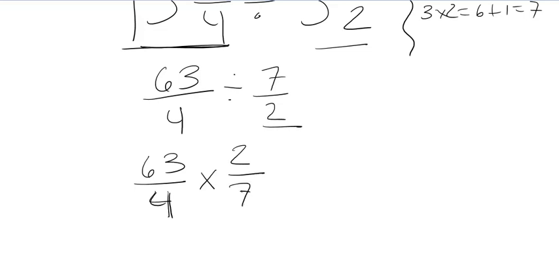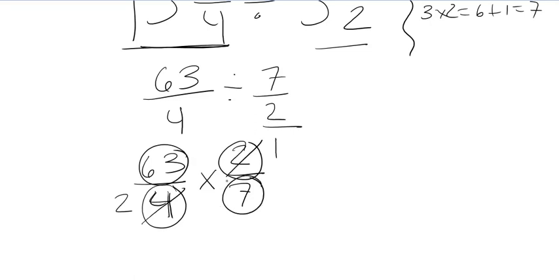So before we begin to multiply, let us reduce. We notice this 4 and this 2 have a common factor of 2. So 2 divided by 2 is 1. 4 divided by 2 is 2. Now we look at 63 and 7. And we know that actually both of these terms are multiples of 7. So 7 divided by 7 is 1. 63 divided by 7 is 9. So we go ahead and multiply this out.